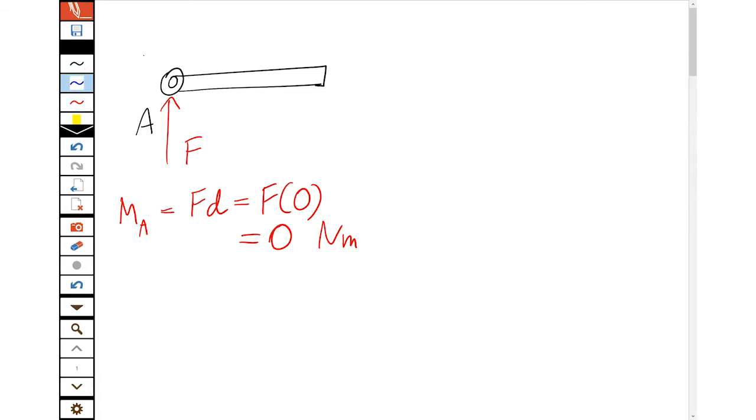And this is true for any force which is applied in line with the pivot. It doesn't have to be exactly on the pivot as long as it's in line with the pivot. For all of these, the moment around A is 0. And we'll use that a lot when we're solving problems. You choose your pivot point to get rid of a lot of unknown forces.